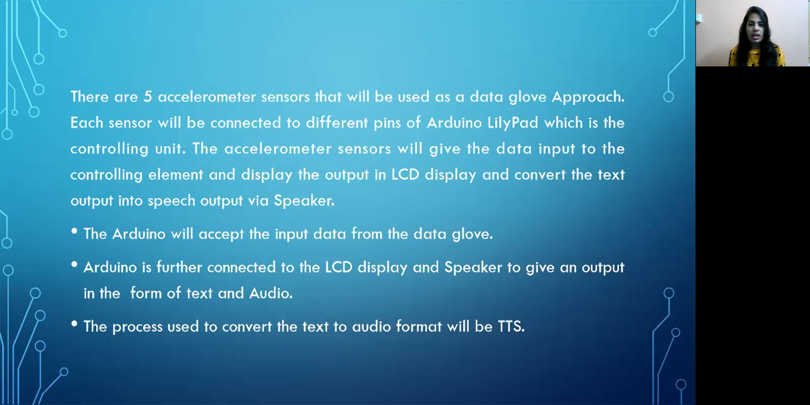Inside the microcontroller, these are matched with the pre-existing code, and later this is displayed on the LCD display, and to convert this text into speech, a speech synthesizer module is also used. The key points to be noted are: the Arduino will accept the input data from the data glove, then the Arduino is further connected to the LCD display and also a speaker to give an output in the form of both text and audio. The process of converting text to audio uses a TTS speech synthesizer module.